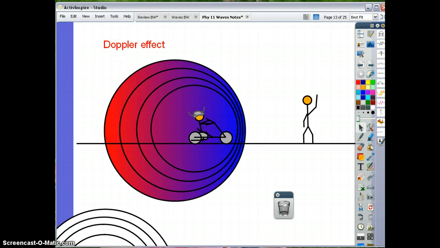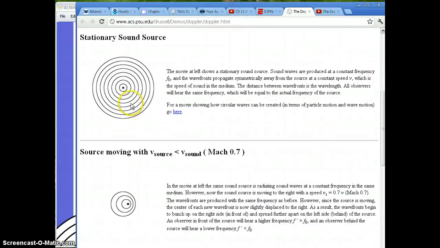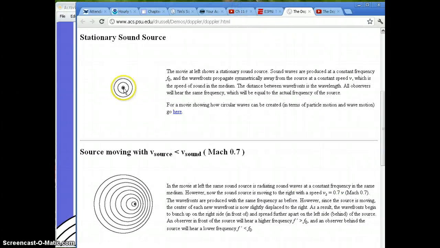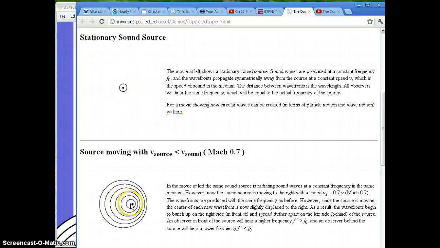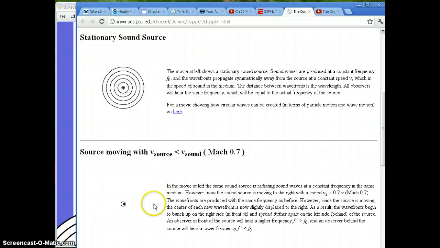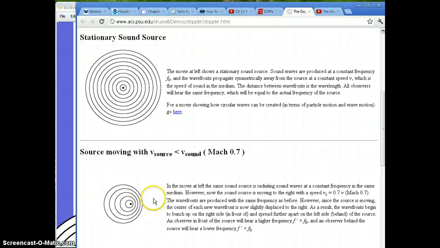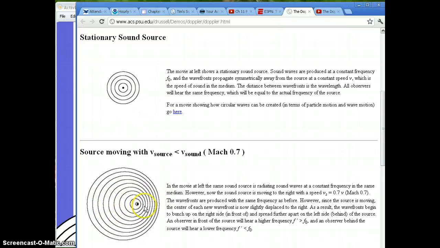I got a couple websites we can look at here. Number one, this is a nice visualization of a stationary object. You see the wavefronts are very regularly spaced. But down here, as the thing moves forward, you'll see that they're more compressed over here and more stretched out there.